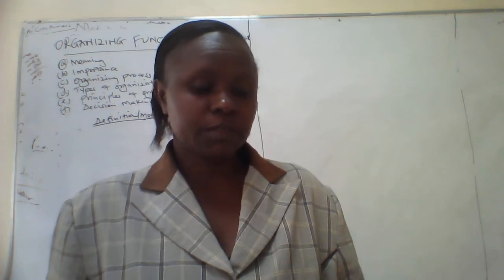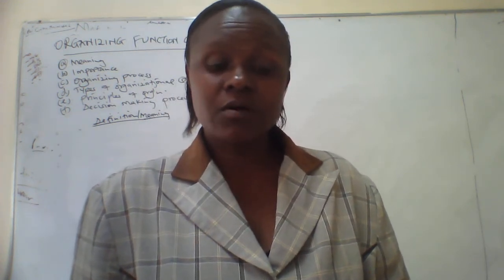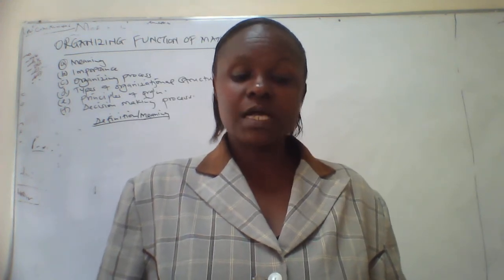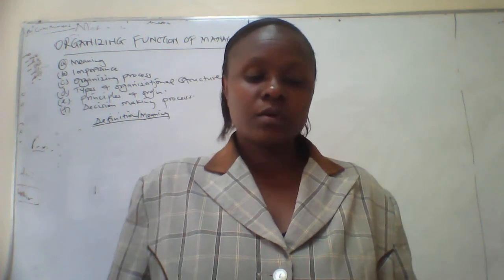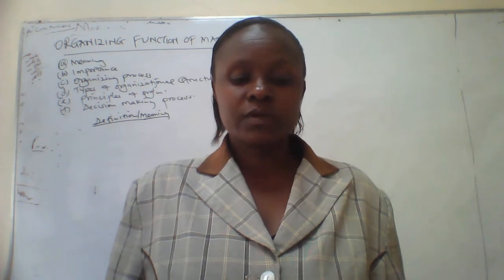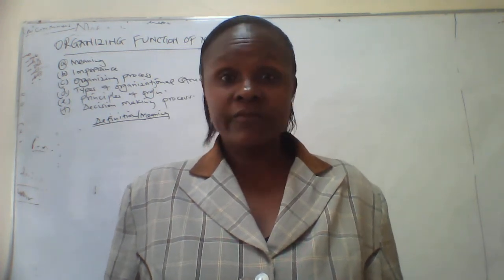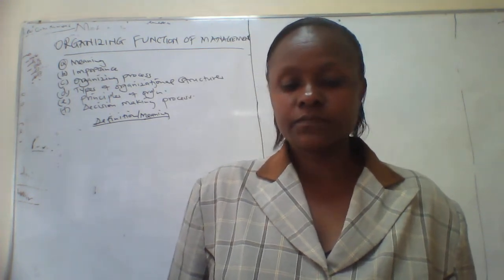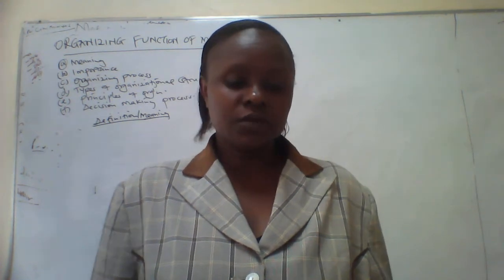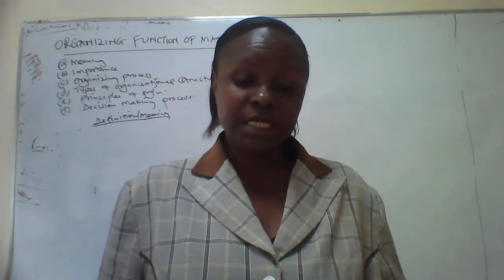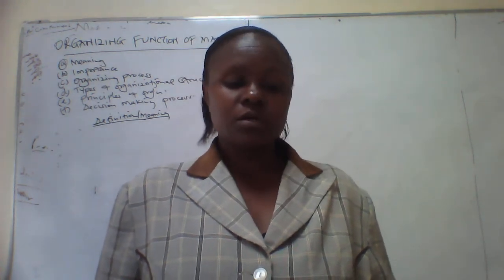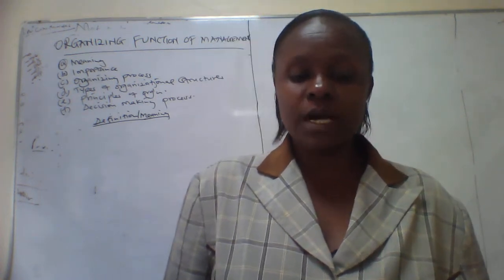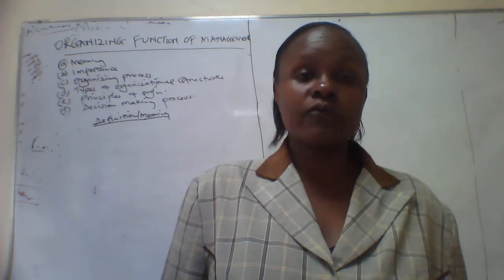Organizing function of management. So in most cases, organizing has two meanings. The term organization has two common meanings. The first meaning, you can say an organization is an institution, for example, a school or a firm. The second definition of organization is a process. The second definition, as I've said, is the process or the basic managerial function, which mainly refers to the way work is divided and allocated among members of the organization with the aim of goal attainment.